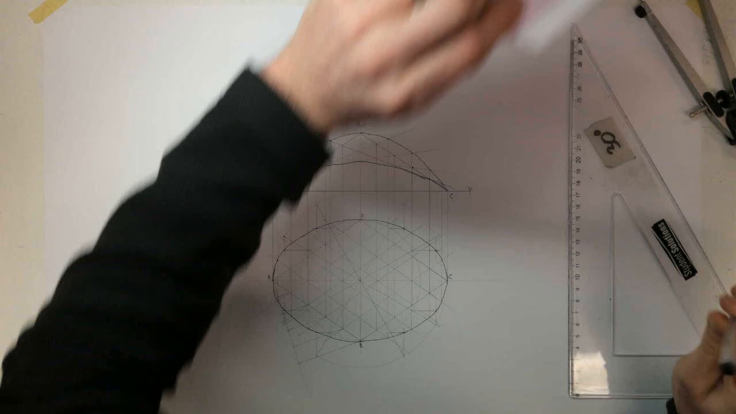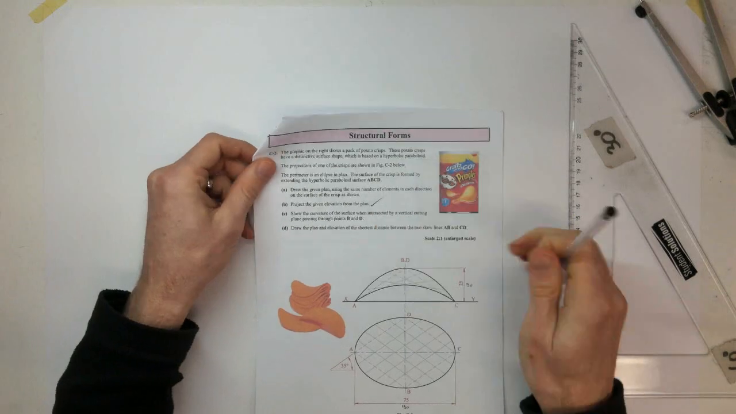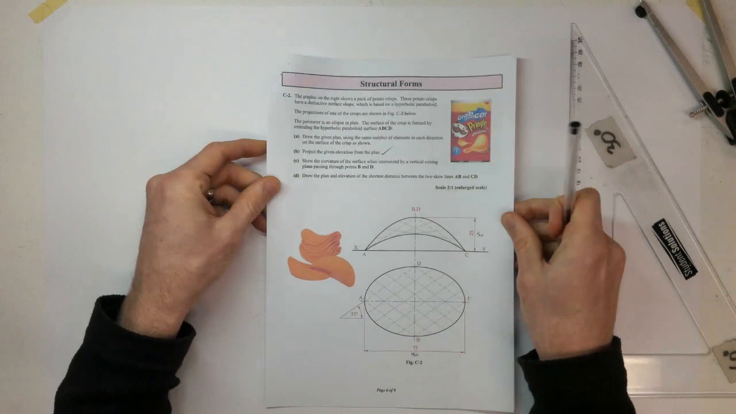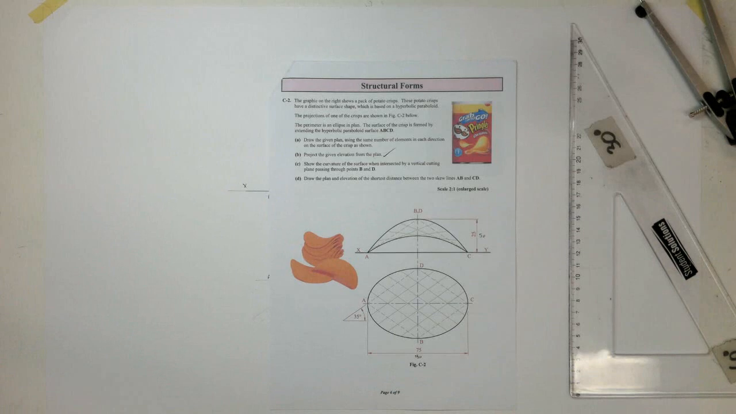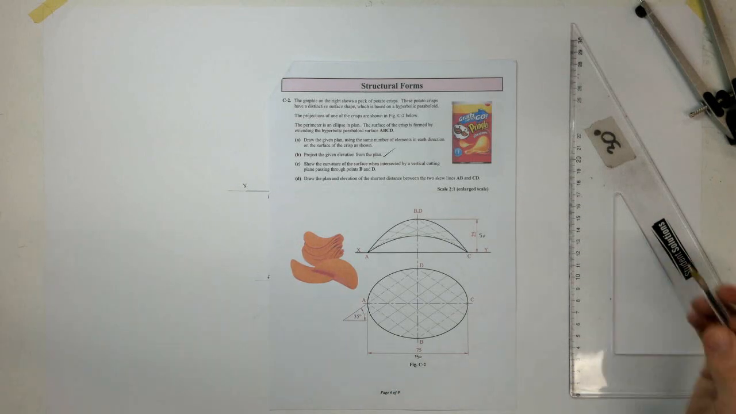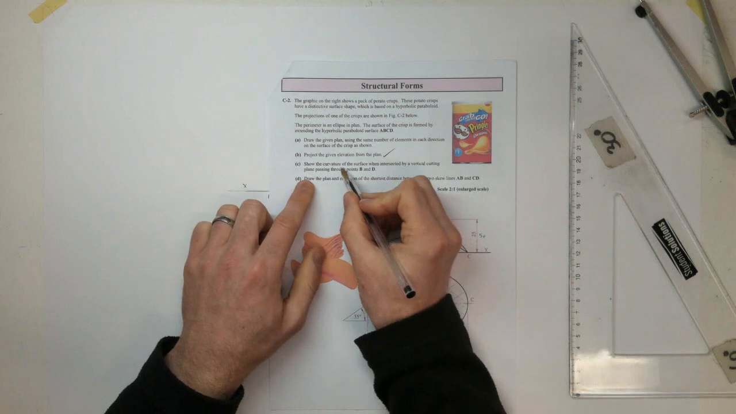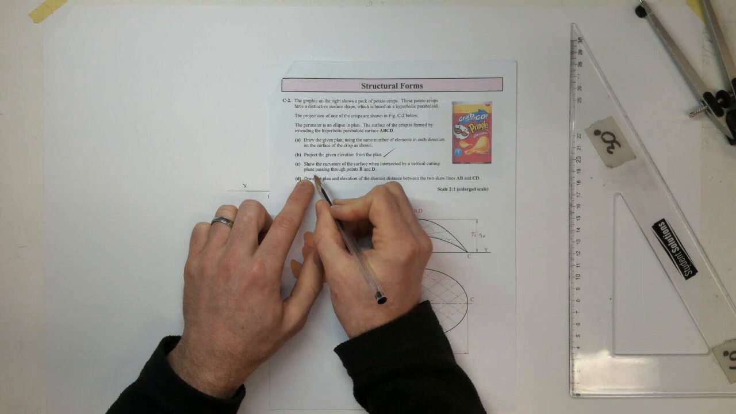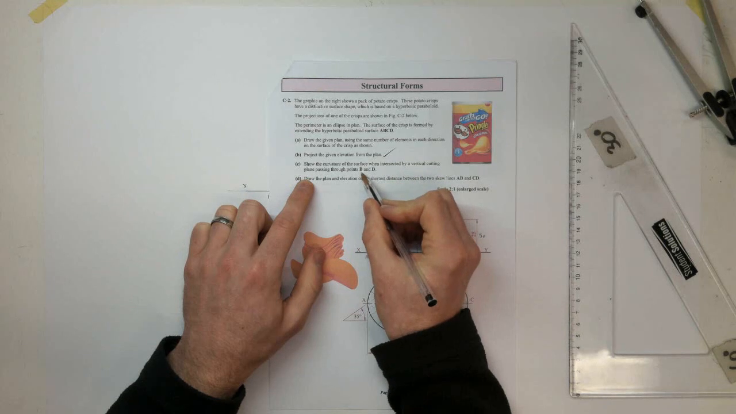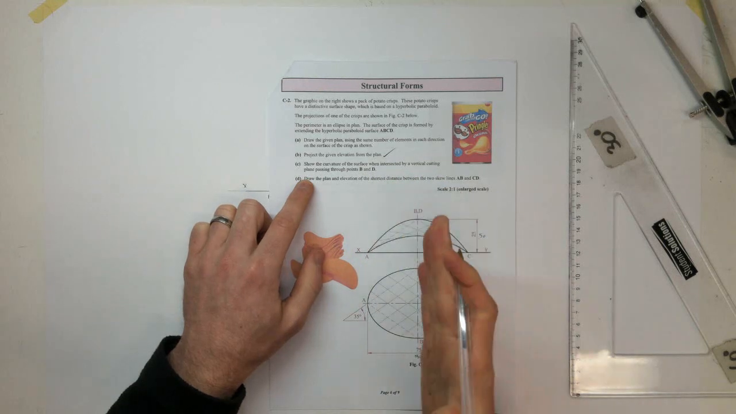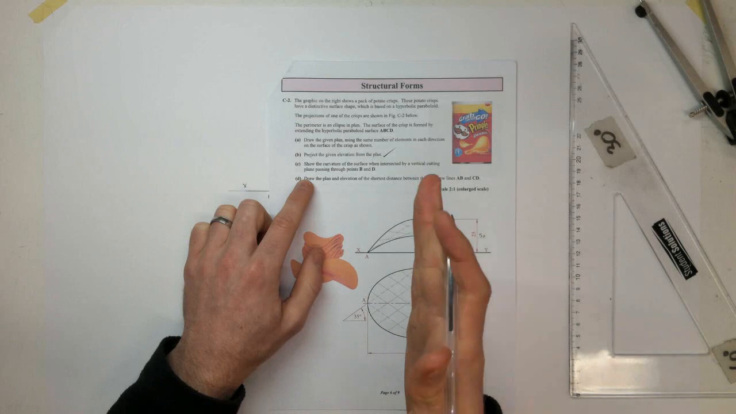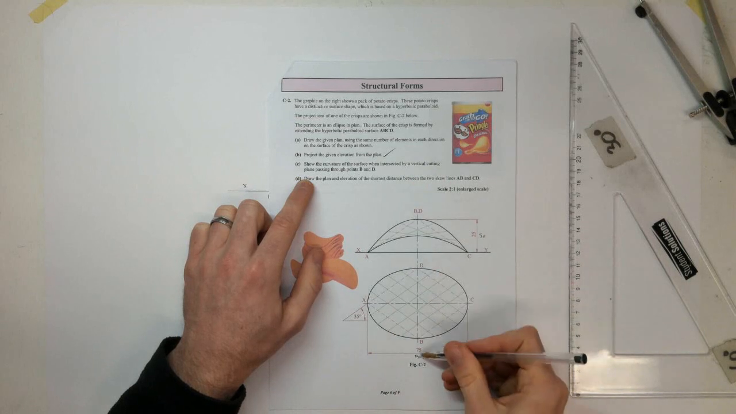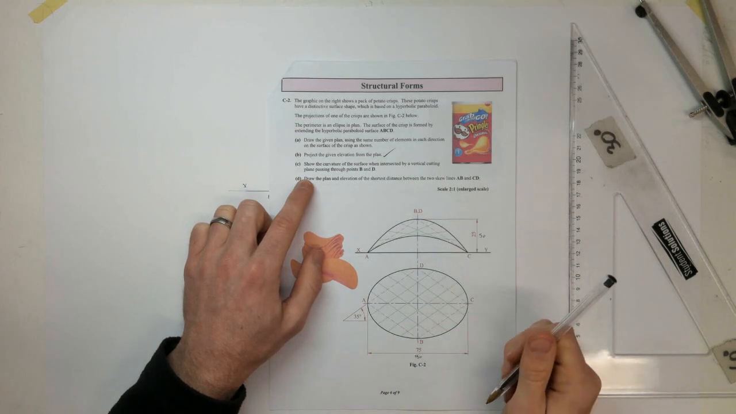So that is part B now completed. So they want us in part C to show the curvature of the surface when intersected by a vertical cutting plane passing through points B and D. So essentially if we sliced down vertically through BD, what's the curvature that's going to be found?